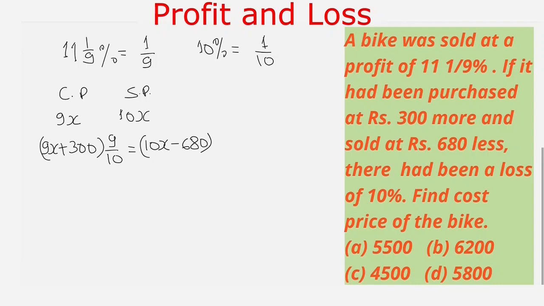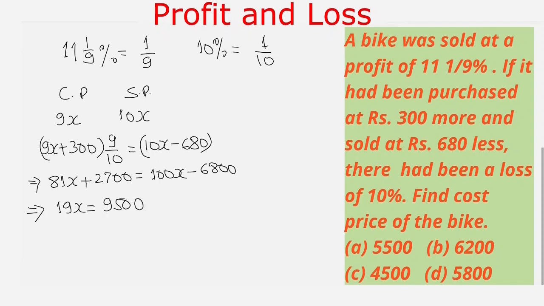So we cross multiply it. This comes out to be 9 times 9 is 81x plus 9 times 300 is 2700 equal to 10 times 10 is 100x minus 680 multiplied by 10 is 6800. 100x minus 81x is 19x equal to 2700 plus 6800. When we transfer 6800 towards the other side, it becomes plus. So 2700 plus 6800 comes out to be 9500.